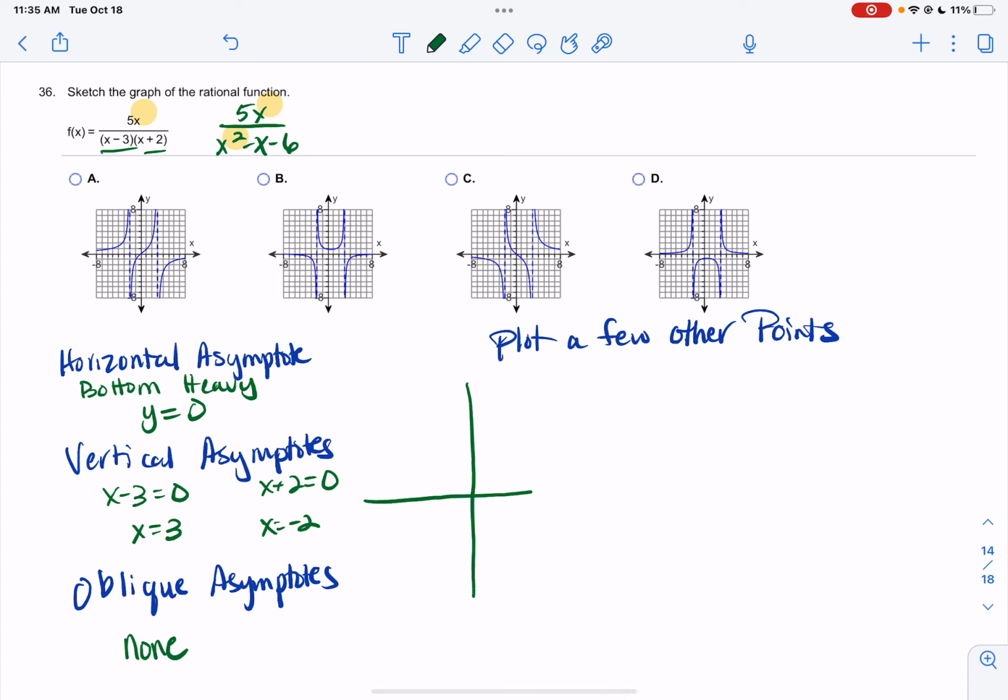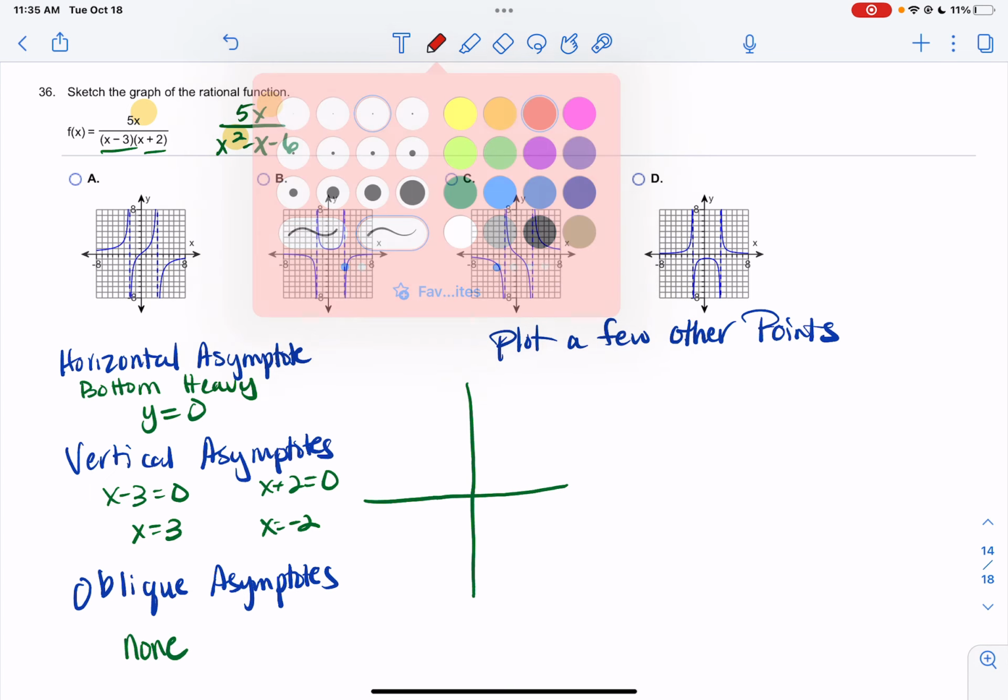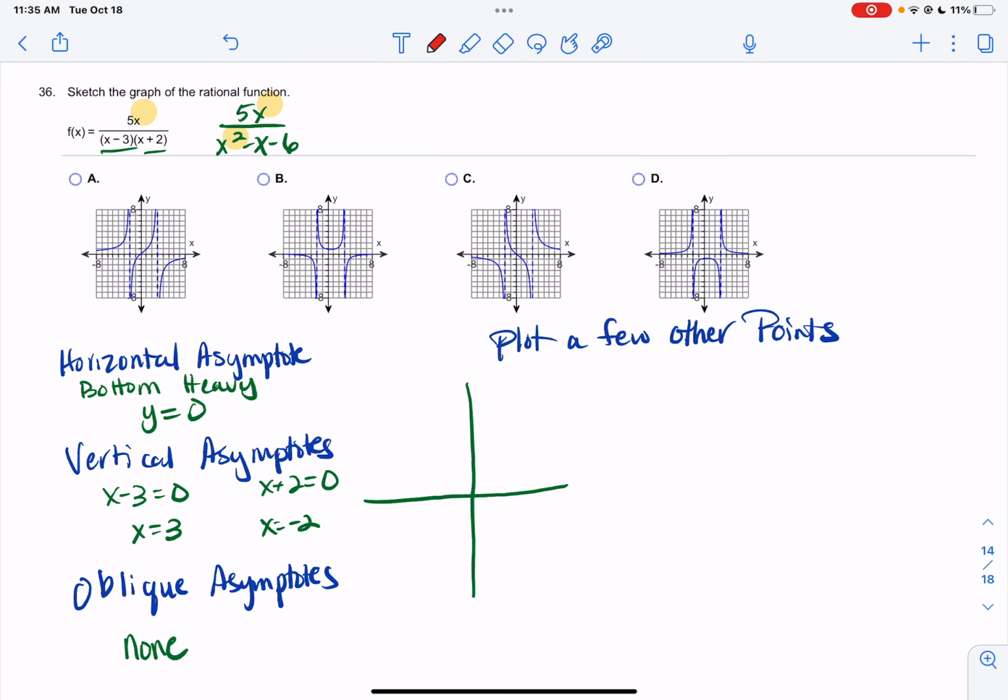So you can begin your graph by doing a dotted horizontal line through y equals 0. That's going to give us the long-term end behavior. Vertical asymptote at positive 3, and a vertical asymptote at negative 2.